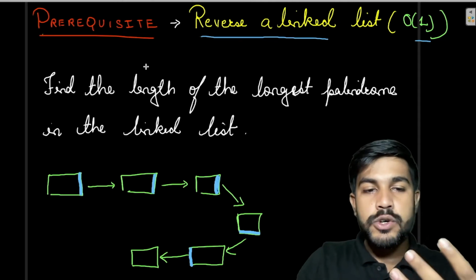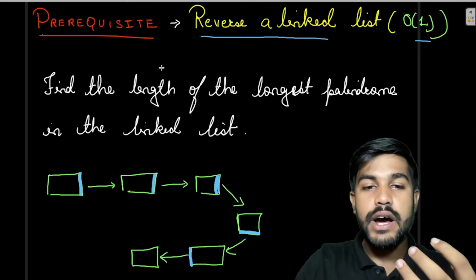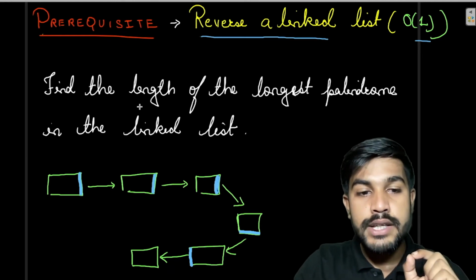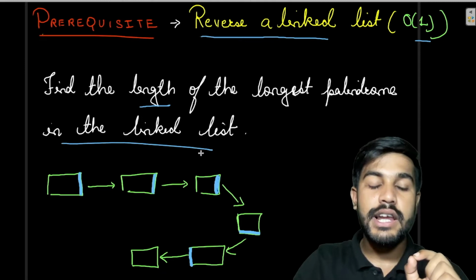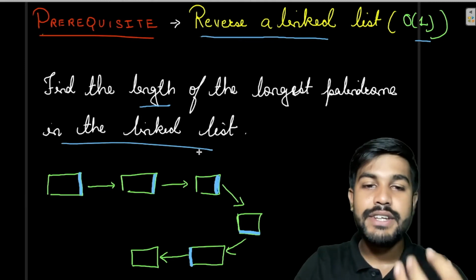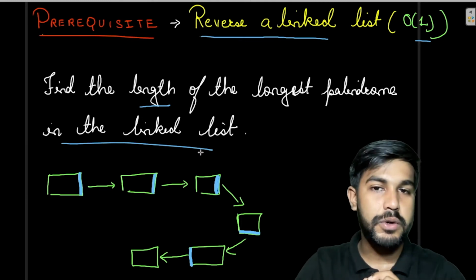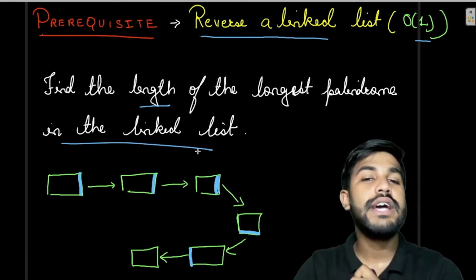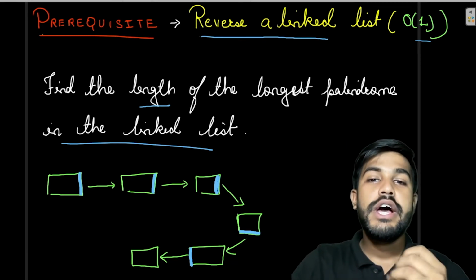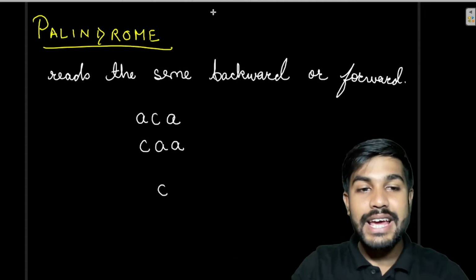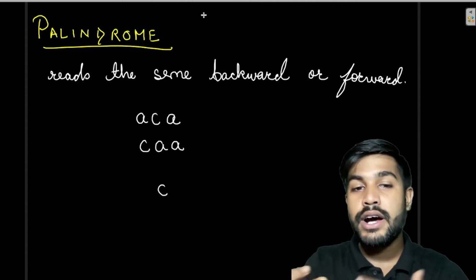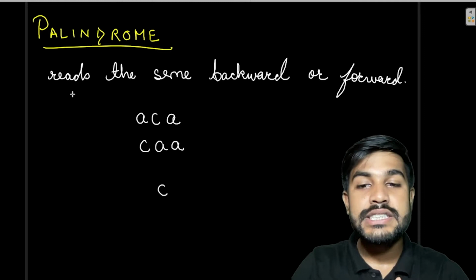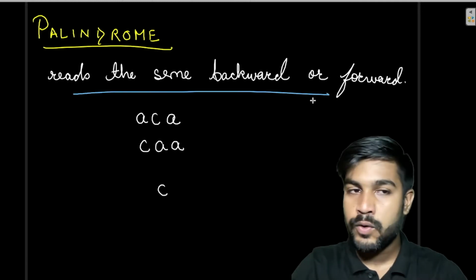Now, this question asks us to find out the length of the longest palindrome in the linked list. So we are given a linked list and we need to find the length of the longest palindrome. Before moving forward, let us first understand what a palindrome basically is. A palindrome is a string or an array that reads the same backward or forward.